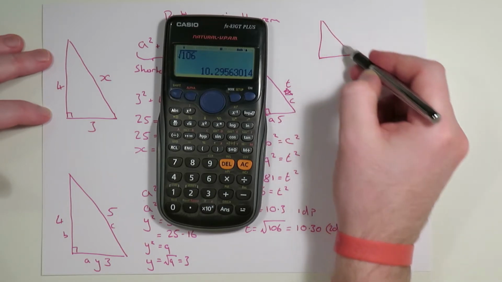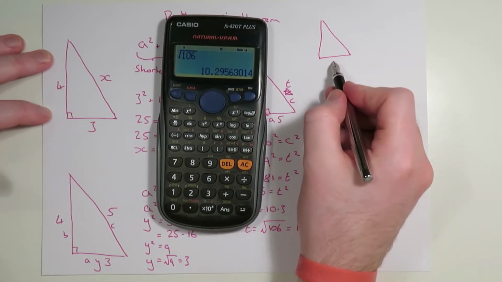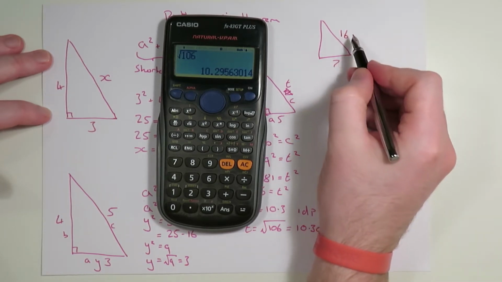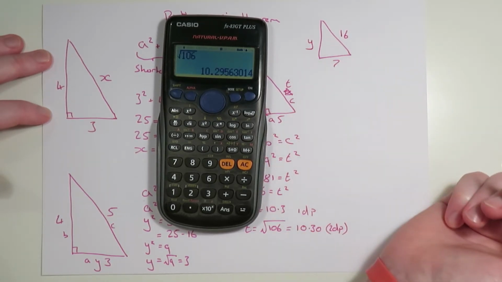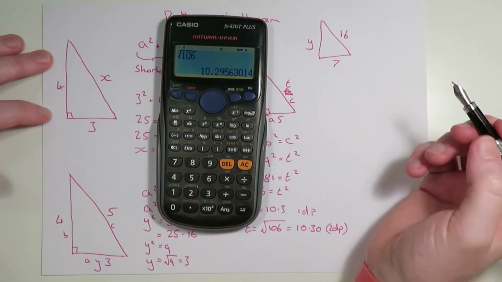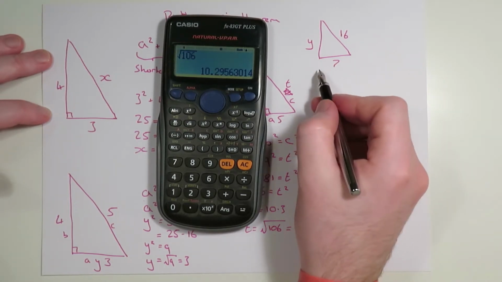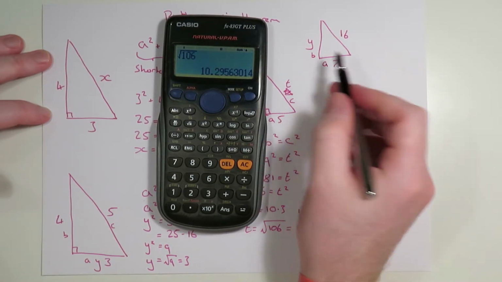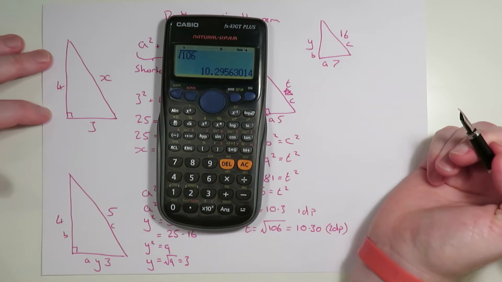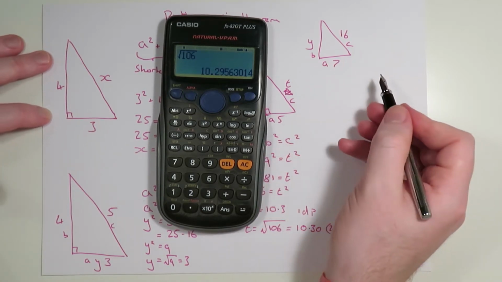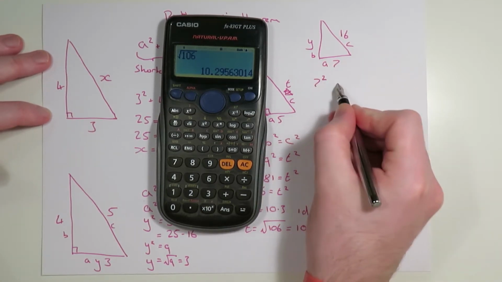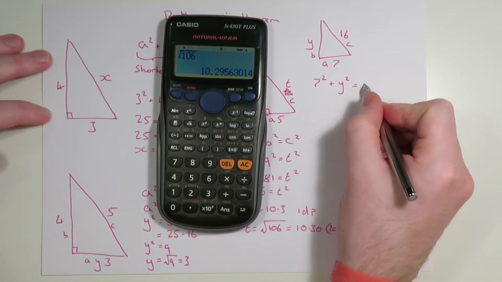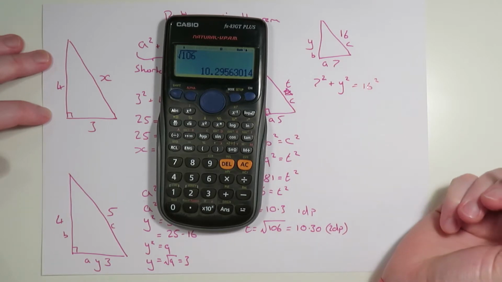Say we have a triangle where this length is 7, this length is 16, and we want to work out what that length is there. So in this case, we label it again. The 2 short lengths are A and B. Doesn't matter which way around you put those, and the longest length is C. So a squared plus b squared equals c squared. A squared is 7 squared plus b squared, which in this case is y squared, equals 16 squared.